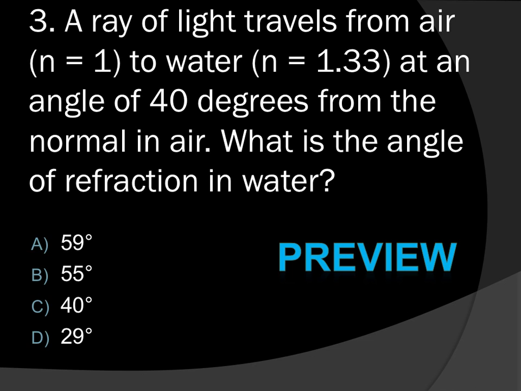Number 3, a ray of light travels from air to water at an angle of 40 degrees from the normal in air. What is the angle of refraction in water? So first off, we are going to have to learn what is angle of refraction in the first place. What does that even mean? It's not the same as angle of reflection, which is what we learned about last time, but it's a little bit similar. Also, we've got some values up here, n of 1 and n of 1.33. We're talking about normal lines and things like that. So there will be some tricky math in this unit.